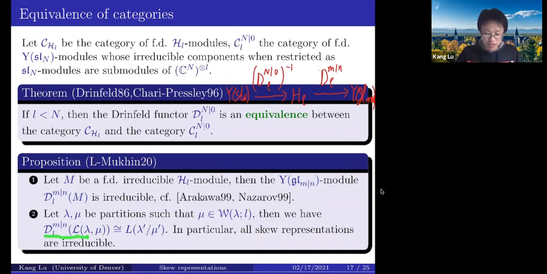For example, one thing we can show is that under this functor, this irreducible module of the Hecke algebra corresponds to the skew representation, but with the extra condition that lambda and mu have to be partitions. In general, they correspond to some module, but I don't know what it is. The reason is that for the super case, it's very difficult to compute. Unlike the even case, where you can always compute the highest weight, which determines the irreducible object uniquely, for the super case there are some difficulties in computing the highest weight.